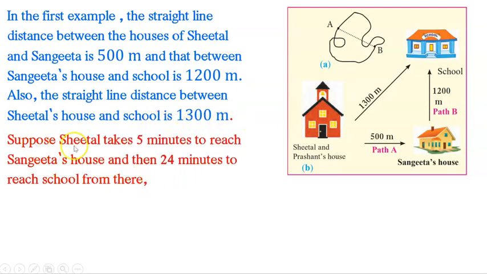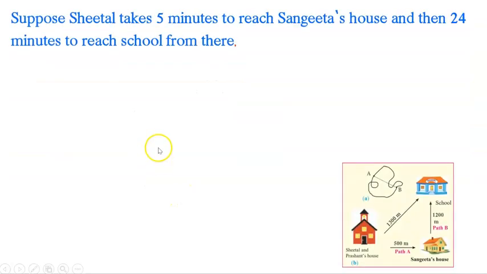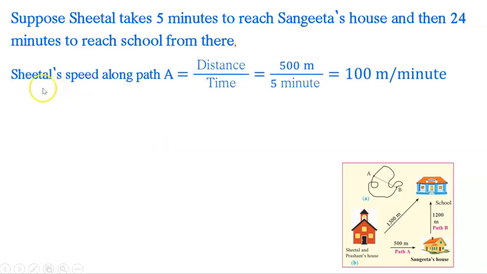Suppose Shital takes 5 minutes to reach Sangita's house, then 24 minutes to reach school. Here again is a repetition of the quantities. Shital's speed along path A, या पाथपासनं शीतलचा स्पीड आपण फाइंड आउट करणार.